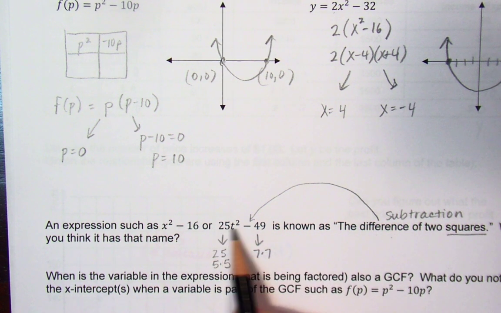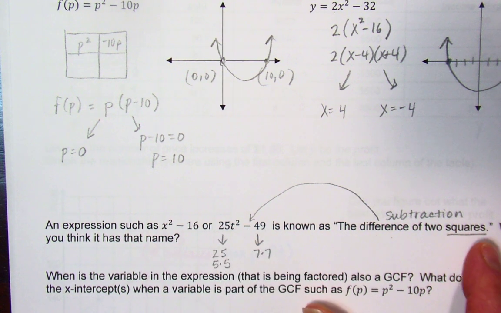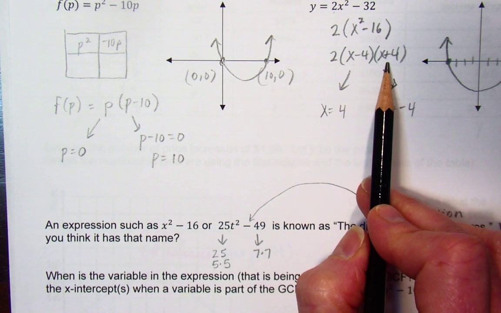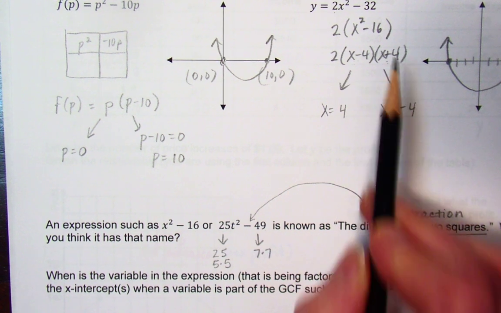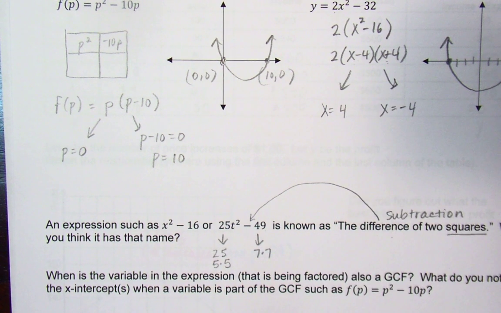And anytime you see the difference of two squares, you're lucky because you know that the two factors have to be the same except for one's going to have a minus and one's going to have a plus. We're going to pause here and go to the next video to wrap up this lesson.